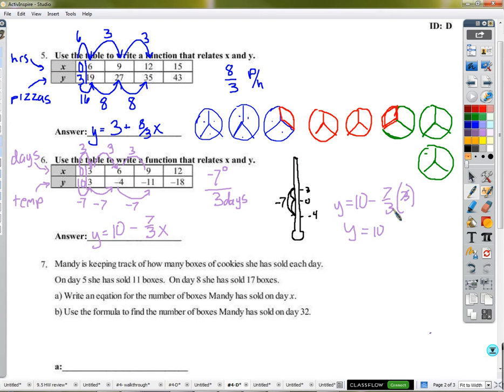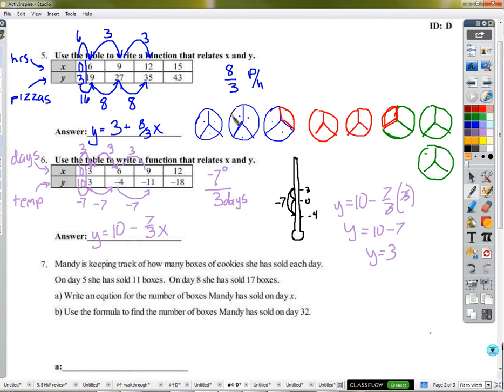The 3 divided by 3 is 1, so that's just 10 minus 7, and confirmation that in 3 days it'll be 3 degrees. So when you get a fraction like you do here, that's okay. It can go down a fraction every day or every hour or whatever. Y can go down by 7/3 every time x goes up by 1. That's a perfectly valid pattern.